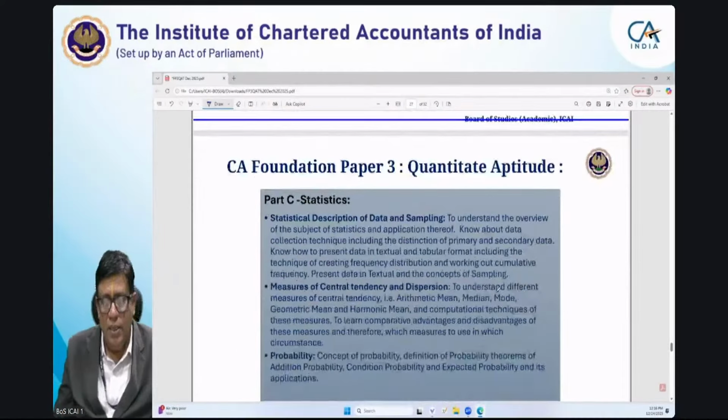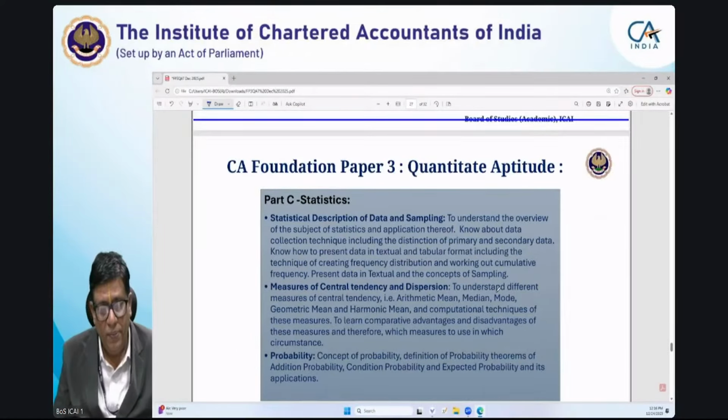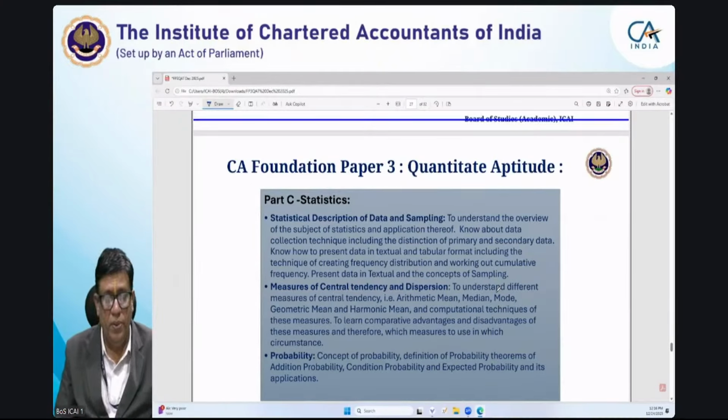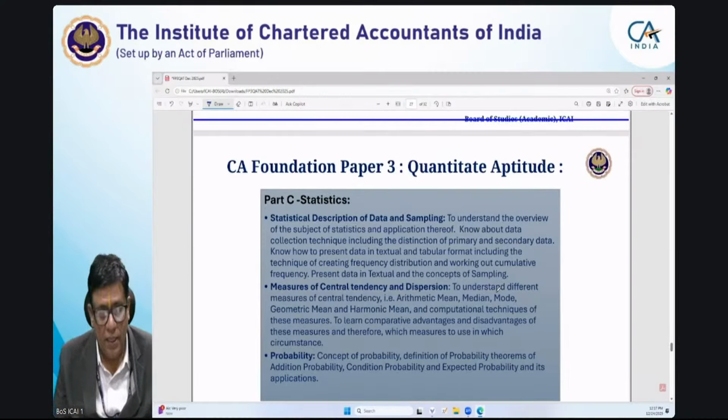From a statistical point of view, the syllabus covers statistical description of data to understand an overview of the subject of statistics and its application. Know about data collection, including the distinction of primary and secondary data techniques, and working out the cumulative frequency, presenting data, and textual data. Concepts of sampling are also very important, and in that, the standard error concept is very important.